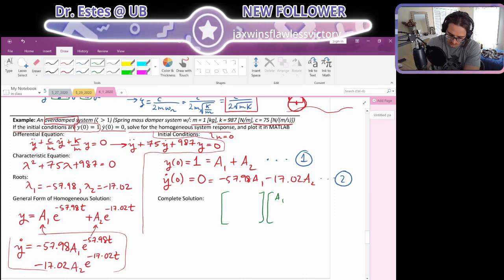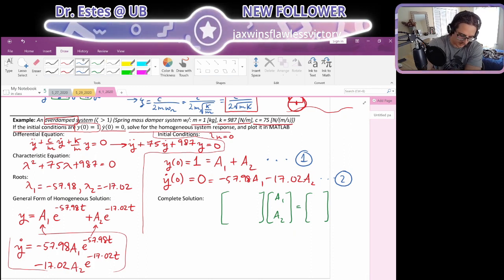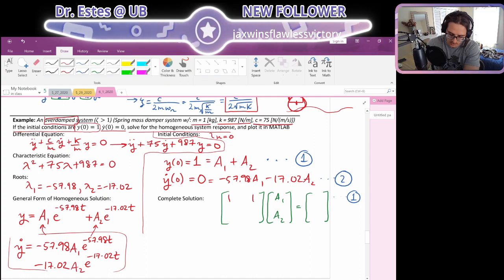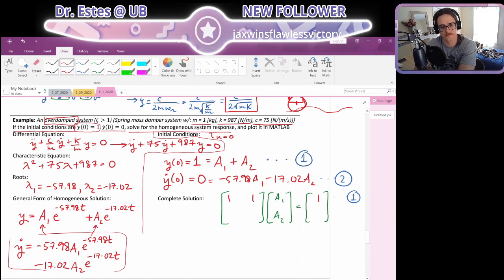And it's going to allow us to solve for A1 and A2. So the first matrix equation I'm going to put in here is equation 1. So it's 1 times A1 plus 1 times A2 equals 1. So that's just equation 1.